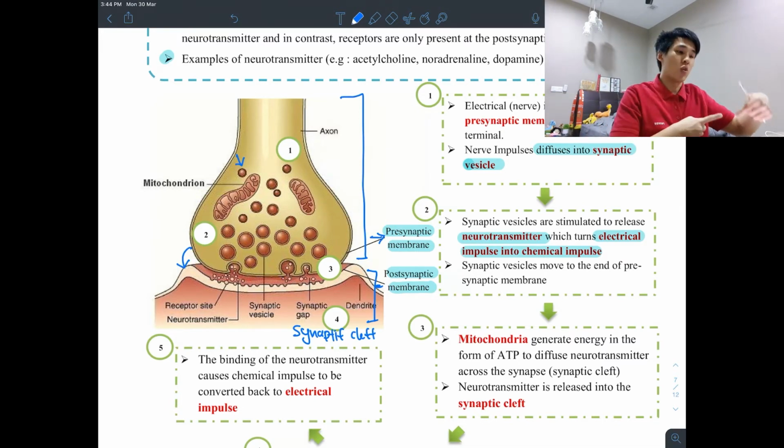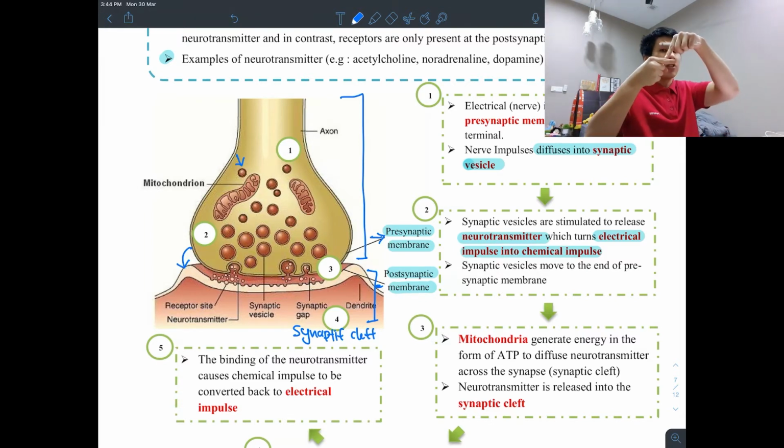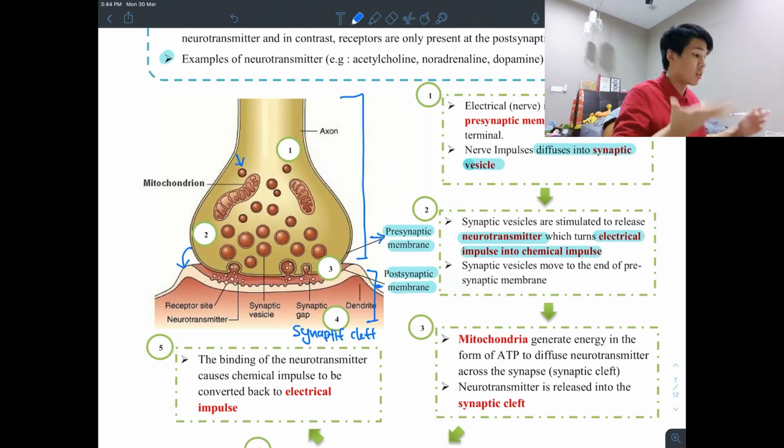Same thing as your neurons. So therefore, if I cut already, how does the electrical impulse from here come to here? It must be converted to chemical first. Then only I can jump through the synaptic gap. So that's what the neurotransmitter does.